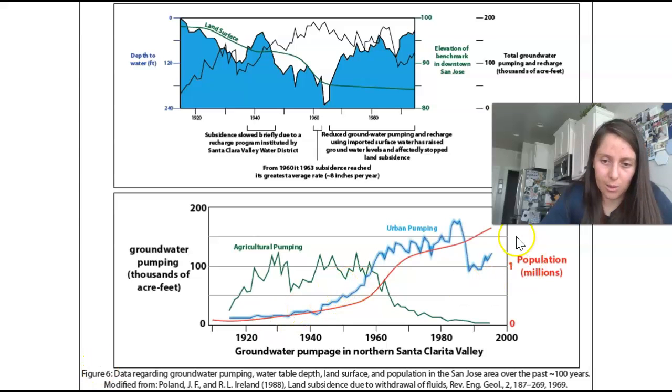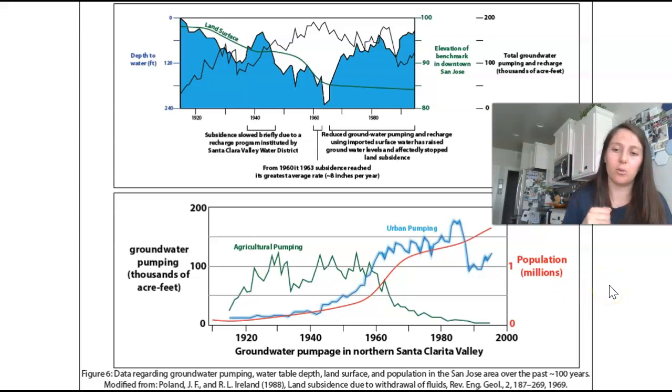So for that, you should be looking at this bottom graph. Here you have population growth in the red line. You have urban pumping in the bluish line, and then you have agricultural pumping in the green line. So both of those types of pumping are from groundwater, just so you know. So overall, the pumping from either one, you should be comparing it to the population growth and telling me how it corresponds, or how they both correspond. Either one corresponds to the population growth that you saw throughout the years in that area.